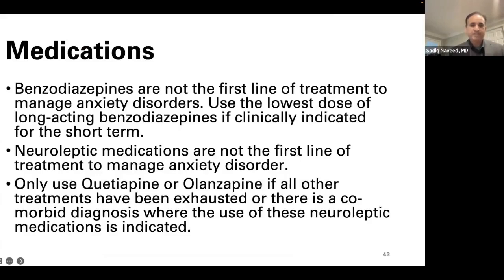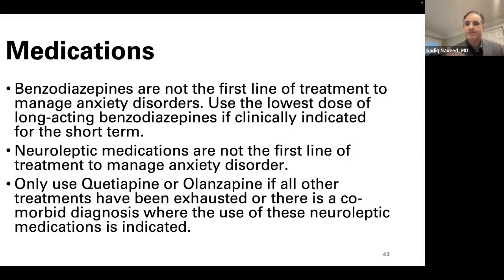For medications, benzodiazepines are not the first line of treatment. Use a low-dose long-acting benzodiazepine. So I would recommend using maybe something like clonazepam if you need to use it, and use it for a very short term, for 4 to 6 weeks, and then try to taper the patient off. Otherwise, they're going to get into the habit of using it more and more, and then you need to increase the dose.